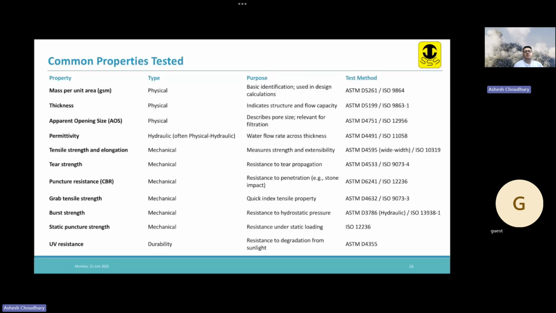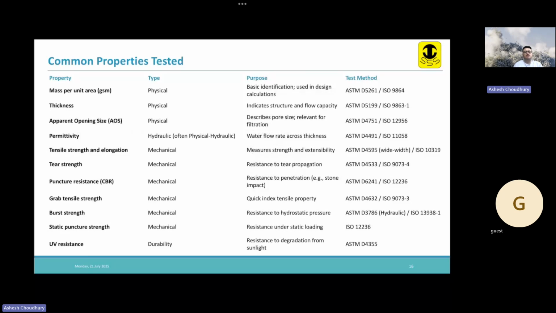So we have two things. Permittivity is cross-plane, and then there is in-plane flow. We'll see that later, what in-plane flow and cross-plane flow are. Then you have tensile strength and elongation, which measure strength and flexibility. Then you have tear strength, which is the resistance to tear propagation.